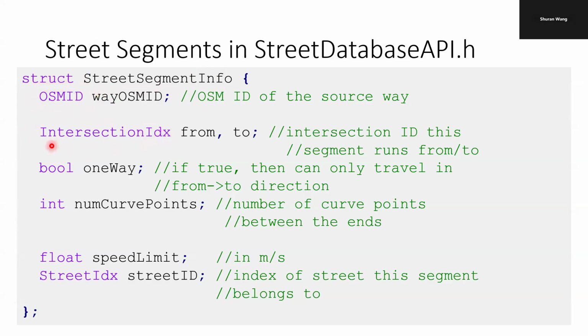Intersection index from and to. Each street segment connects two intersections together, from and to. And this Boolean signifies if it's one way. Number of curve points in this street segment. This could be useful for some other functions, but not this one. Speed limit, useful for your pathfinding. Street ID that this street segment belongs to.